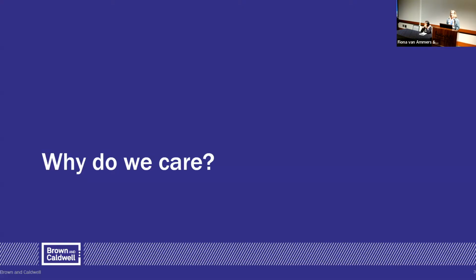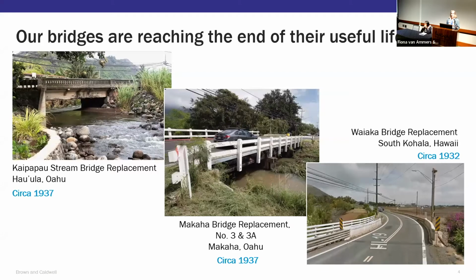Why do we care? Well, like much of our buried infrastructure, our bridges and culverts, which convey surface water, are reaching the end of their useful life. Many are nearly 100 years old. And so the state and the counties are investing money in condition assessment, rehab, and replacement. Contractors have the great challenge of implementing improvements such that human health and safety is protected, not just on the job site, but also downstream of the job site.